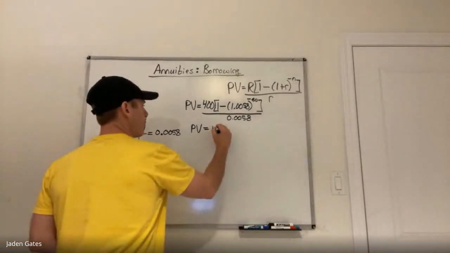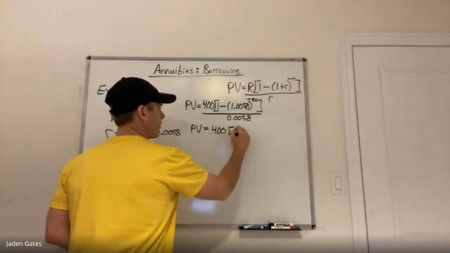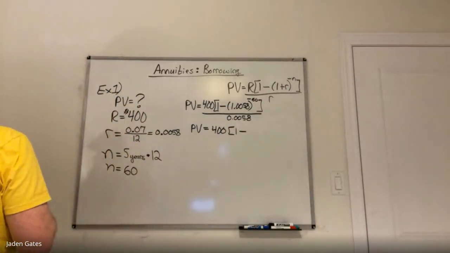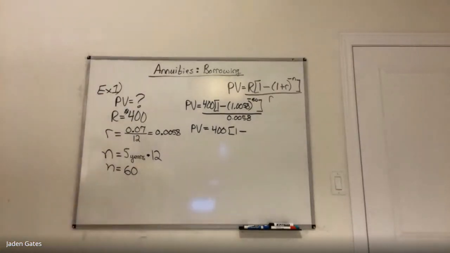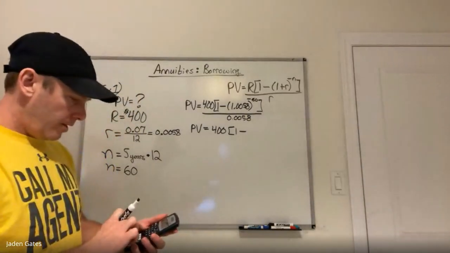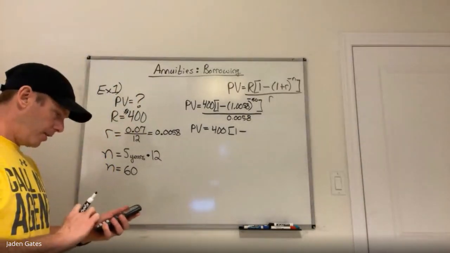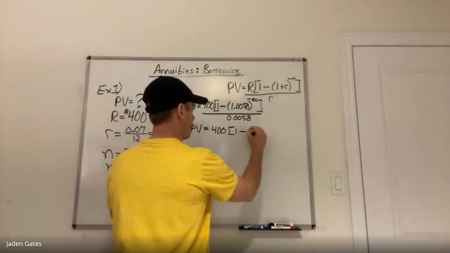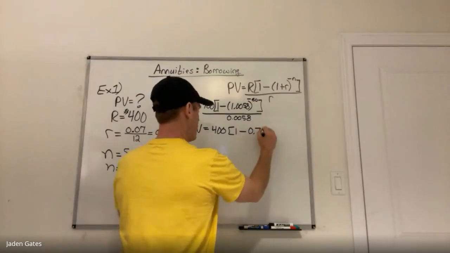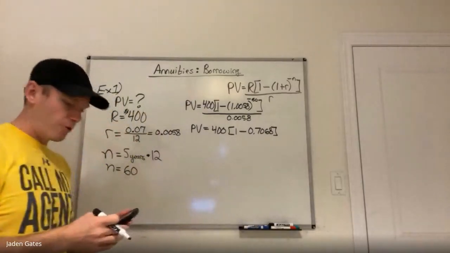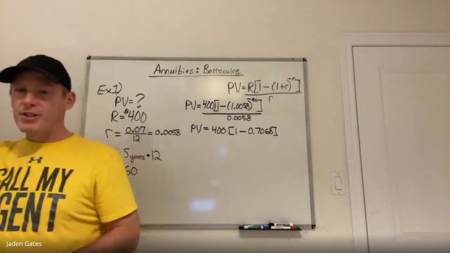All right, so I'm going to have 400 here. Then I've got 1 minus, and I take that 1.0058 to the power of negative 60. And I get 0.7068. I like to go with 4 decimal places when we're doing financial math because we're working with percentages.